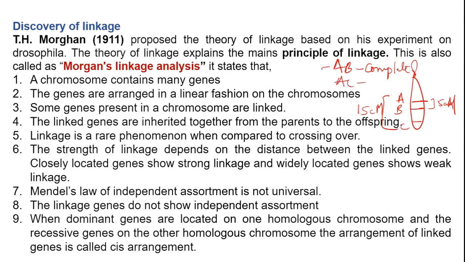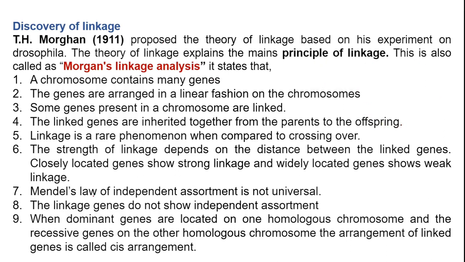Why? Because AB has a shorter distance of 5 centimorgan, whereas in the AC combination the distance between them is 15 centimorgan. Because of that, it comes under incomplete linkage, right? So the strength of the linkage depends upon the distance between them. Shorter the distance, more linkage. Longer the distance, less linkage will be there.